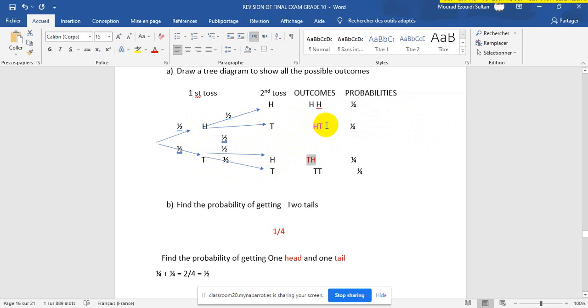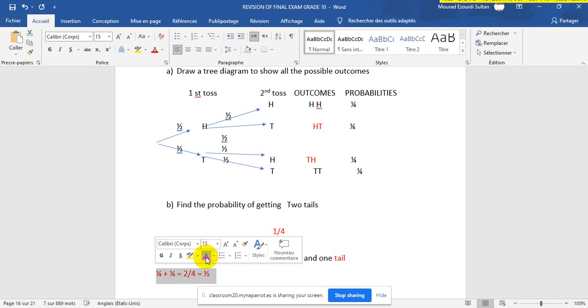So the probability is 1/4 plus 1/4. You can see that both fractions have the same denominator, 4. Just keep 4 as it is and add the numerators: 1 plus 1 is 2. 2 divided by 4 is 1/2.